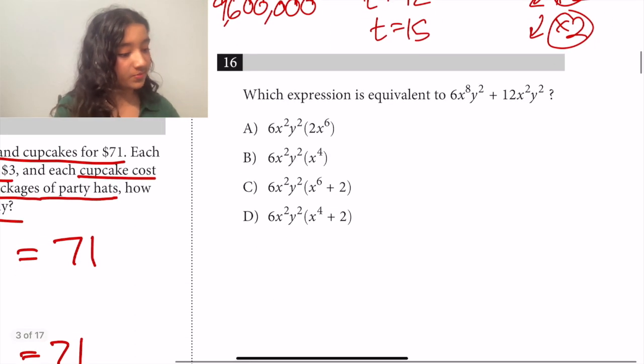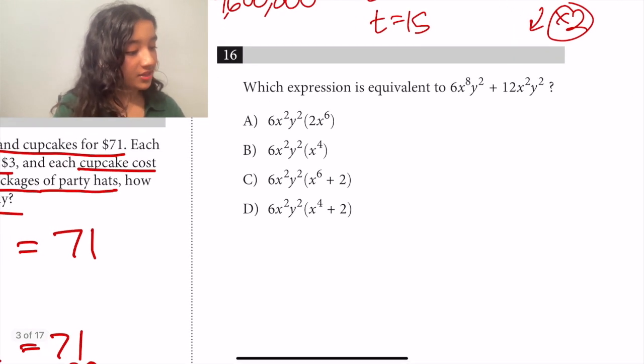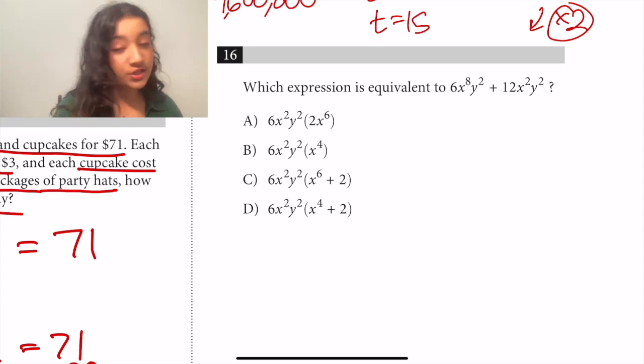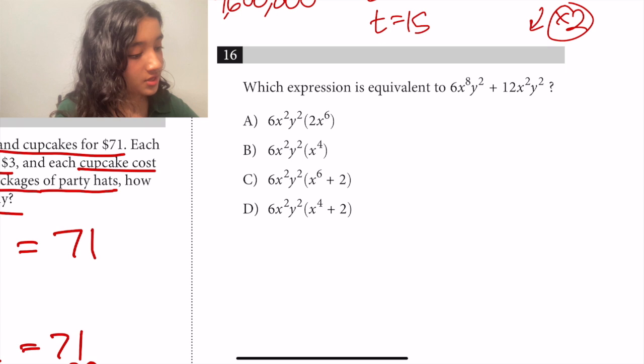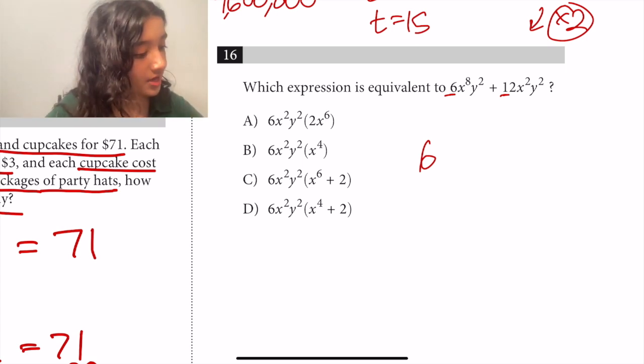Number 16. Which expression is equivalent to 6x to the 8th y squared plus 12x squared y squared? So there are many ways of doing this, but first let's just factor the expression we're given, and we'll see if it matches any of our answer choices. So we want to look for the greatest common factor that we can factor out. In this case, we know that, at least looking at the coefficient, that 6 divides both of those expressions, and then we look for the highest power.